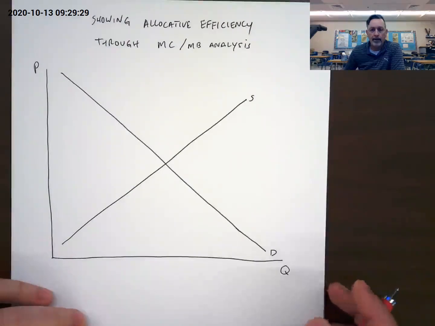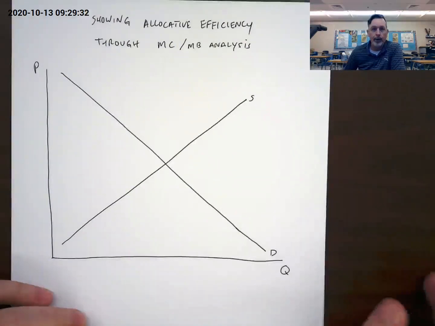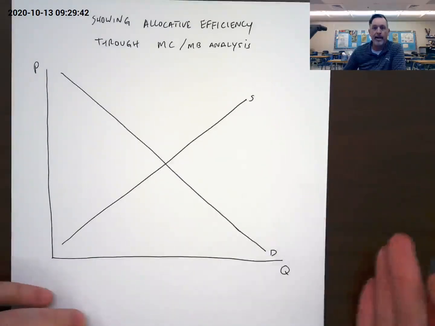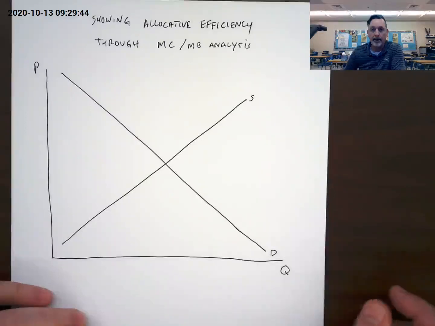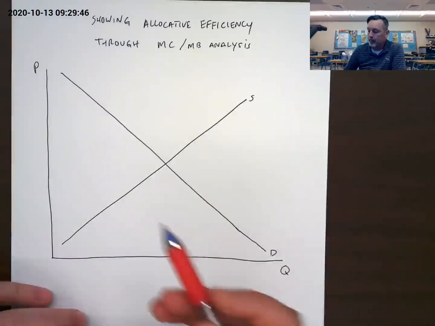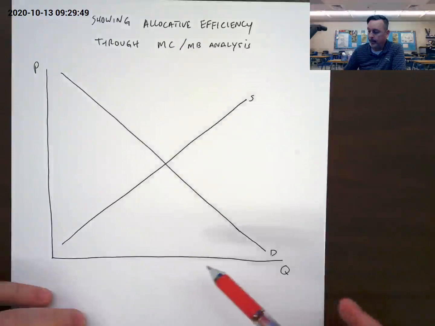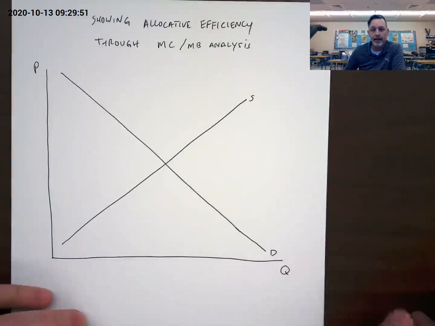Good morning, everybody. Today we're going to walk you through a demonstration of how to show allocative efficiency, and we're going to do it through marginal cost, marginal benefit analysis. Okay, so the first thing we need to do is identify marginal cost and marginal benefit on our graph. What we have here is a classic supply and demand model.